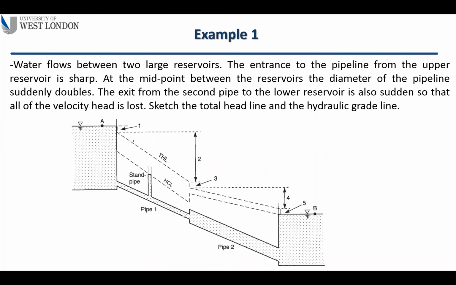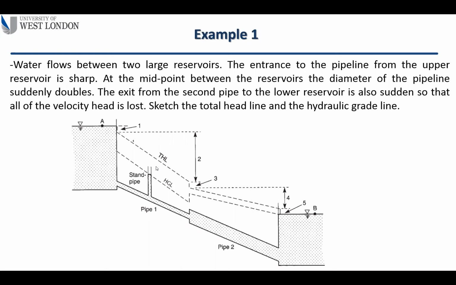At the midpoint of the pipeline, the diameter suddenly doubles. And at the exit point of the second pipeline to the lower reservoir, we have a sudden exit and the velocity head is lost. So the exit from the second pipe to the lower reservoir is also sudden, so the velocity is lost at that point.